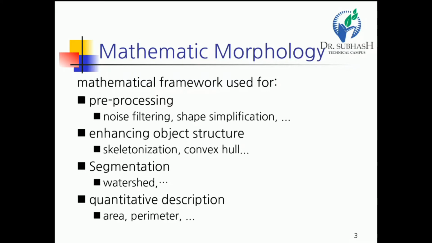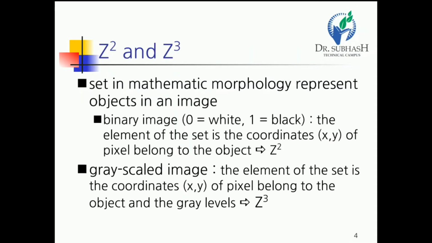That mathematical framework is used for pre-processing, and the step including that pre-processing is noise filtering and shape simplification. Then the second step is enhancing the object structure, and that can be done by using skeletonization and convex hull. The third step is known as segmentation, and that one is the watershed. The last one is the quantitative description, and that quantitative description includes the area and perimeter. So those two functions can be represented, that is our Z2 and Z3.